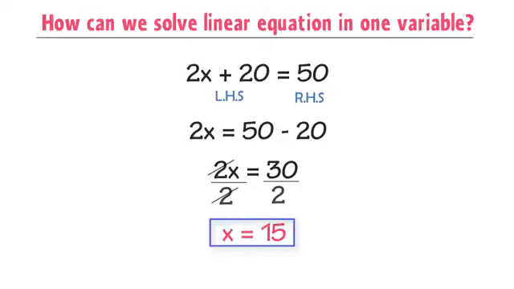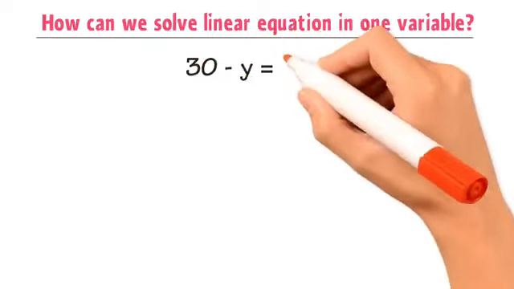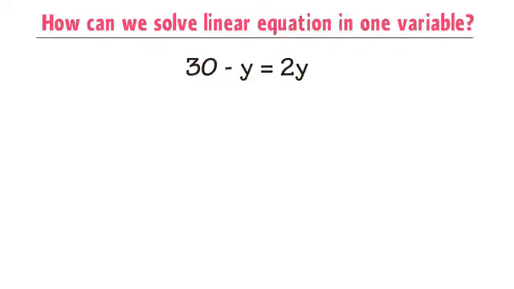Now let me give you another example. 30 minus y is equal to 2y. We know that there are 3 terms in this equation, but there are 2 terms in which there is the same variable, I mean y. Hence, we will arrange this equation in a way in which y should be made as one term. Thus, we will shift minus y from the left hand side to the right hand side.